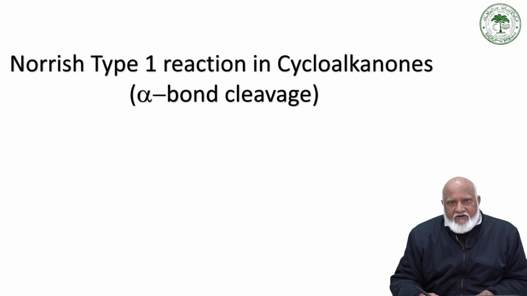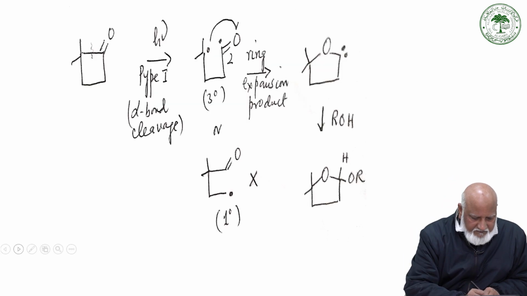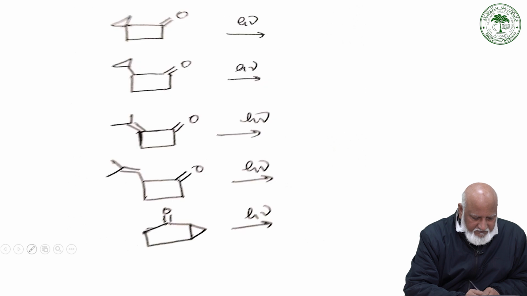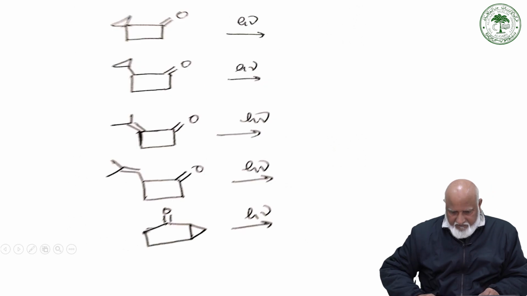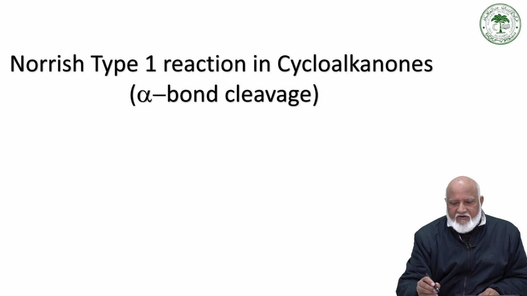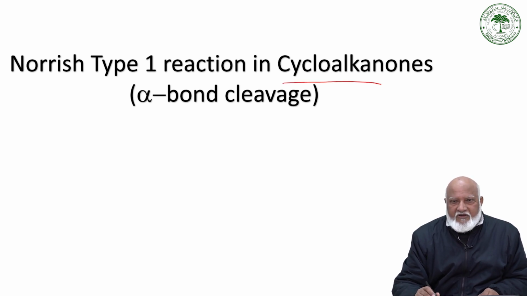We already started the photochemistry of Norrish type 1 reaction in the previous lecture, by looking at the different products formed in aliphatic aldehydes, aliphatic ketones, and so on. Now we start with the Norrish type 1 reaction in cycloalkanes. Cycloalkanones, alicyclic ketones, also undergo type 1 reaction.